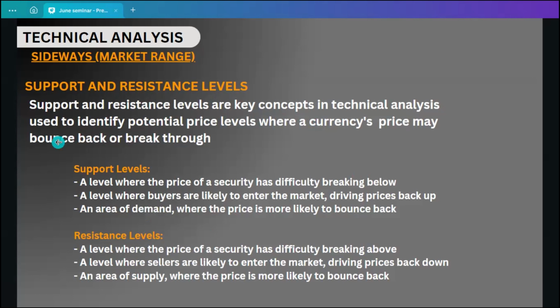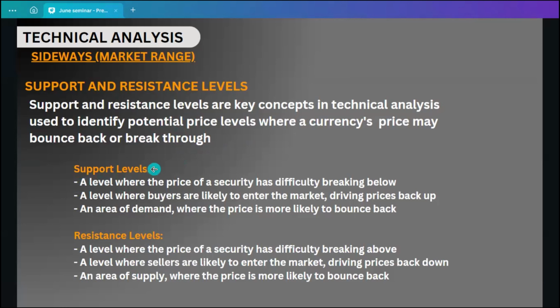So now, support and resistance levels are key concepts. What are the key concepts? Because uptrend, downtrend, sideways all hover around support and resistance level. Support and resistance level is like the basic market structure. It's how price moves. Price must hit a resistance before it sells, and price must bounce off the support level to buy. So they are key concepts in technical analysis used to identify potential price levels where a currency price may bounce back or break through.